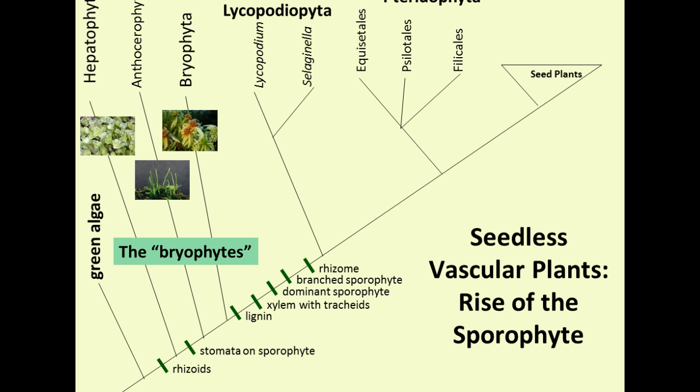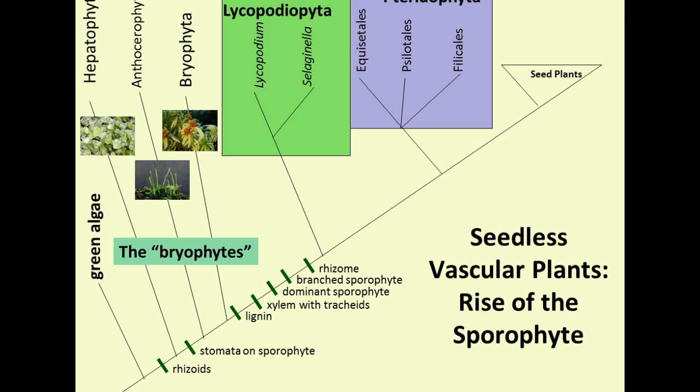So. Okay, Pteridophyta, Equisetales, Psilotales, Filicales. Okay, so we're going to start our discussion here at the Lycopodiopida, and then we'll continue with the Pteridophyta. Okay, so let's talk about the general features of the ferns and the fern allies.